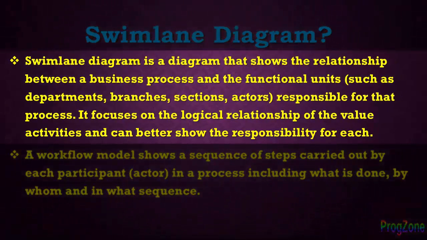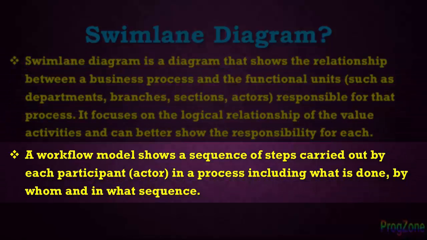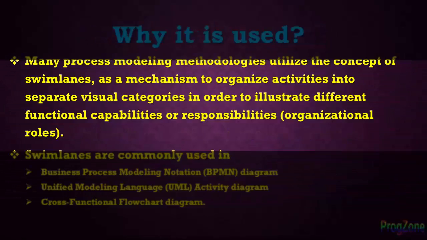Swimlane diagram is a sort of diagram that shows the relationship between the business process and the functional units. The functional units can be different types. It can be different types of departments, branches, sections, actors, or any other things responsible for that process. It focuses on the logical relationship of the value activities and can better show the responsibility for each. Or it can be defined like that: a workflow model shows a sequence of steps carried out by each participant in a process, including what is done, by whom, and in what sequence. Okay, so let's see how we are going to use it.